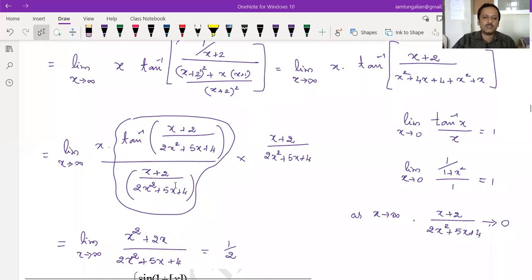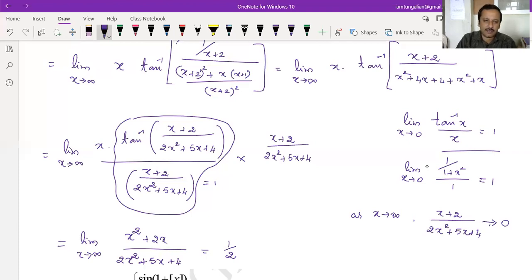Here I am dividing by (x plus 2) by (2x square plus 5x plus 4). Since I am dividing by that, I have to multiply also, so to compensate, I am multiplying by (x plus 2) by (2x square plus 5x plus 4). Now as x tends to infinity, this will tend to 0. So I'm using the formula limit x tends to 0, tan inverse x by x is equal to 1. So this entire factor, tan inverse of (x plus 2) by (2x square plus 5x plus 4), will be equal to 1 because of this formula.